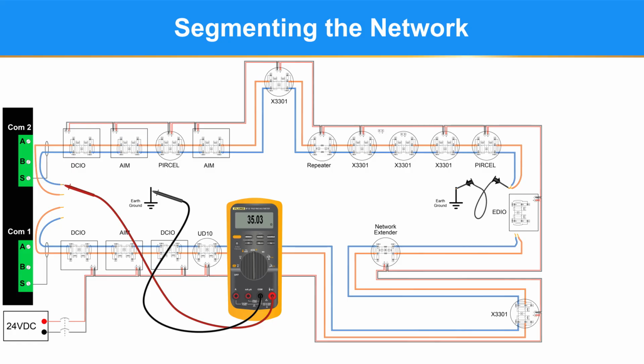Here is 35 ohms, which is close to what I should have. 26 for the repeater and 8 for the wire. And then check the COM2B wire to ground. It should be close. And then you can do the same thing on the COM1 side of the network.